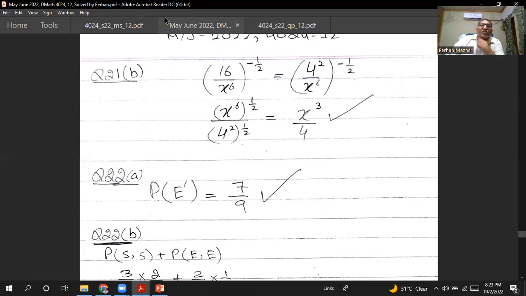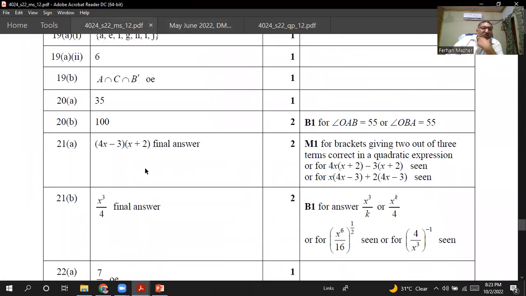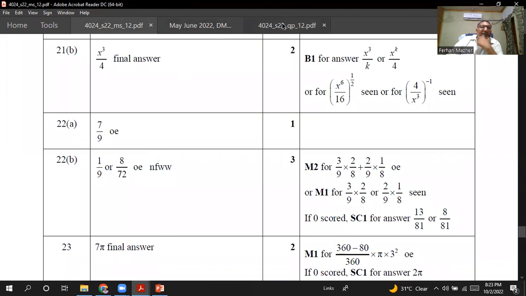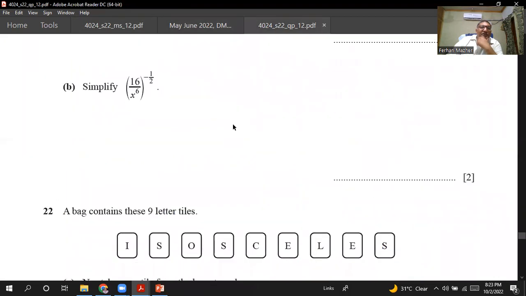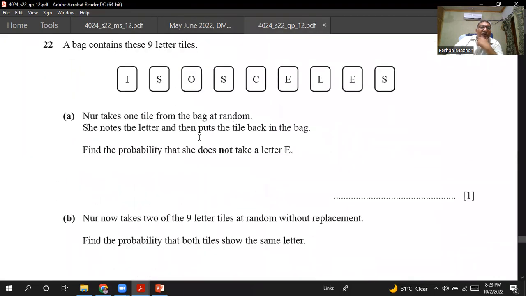So that is how you do question number 21B part. Let's check the answer. So our answer is right. Okay, so that was the B part. Now we are going to the next question.